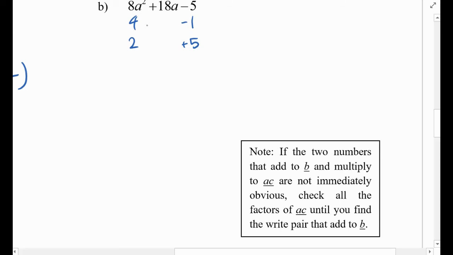So what we're going to do is write down A here, bracket here, and just rewrite it: 4A minus 1, 2A plus 5. So this is how you solve a problem using the crisscross method.